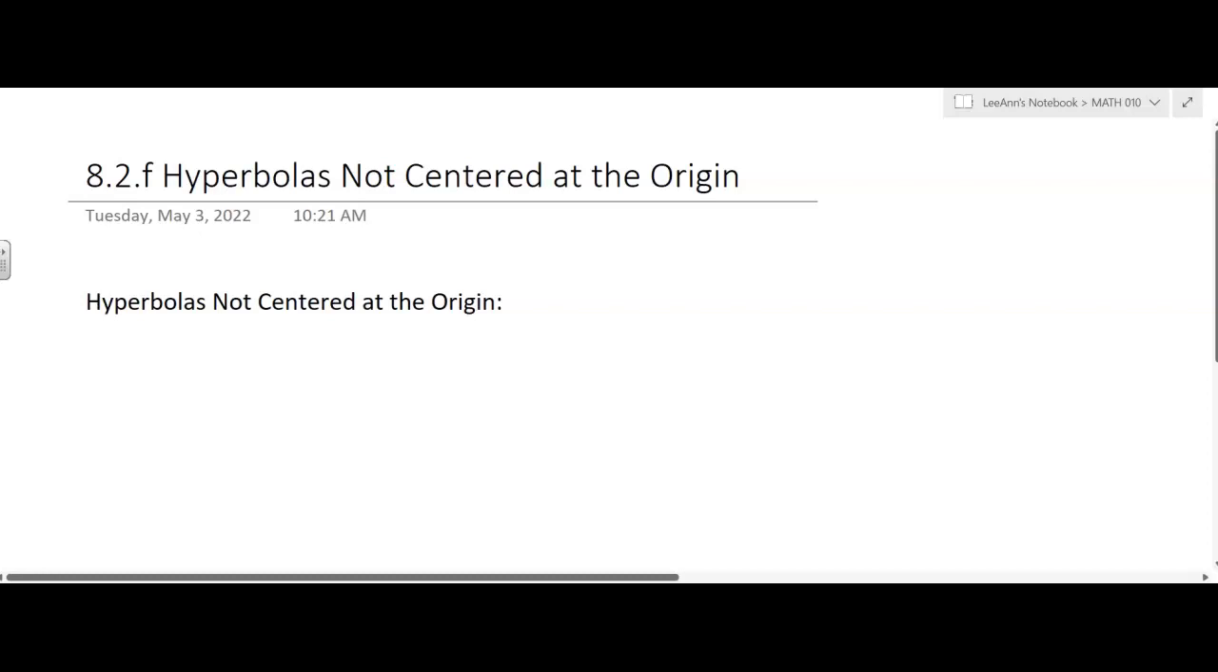So now, just like with the ellipse, we had started with them centered at the origin. Now we're going to move and transform them. We're going to move them to a different center. So these are hyperbolas not centered at the origin.